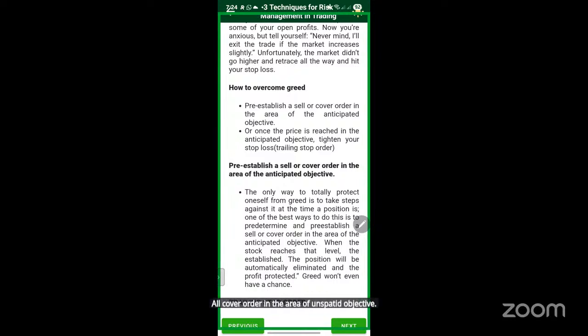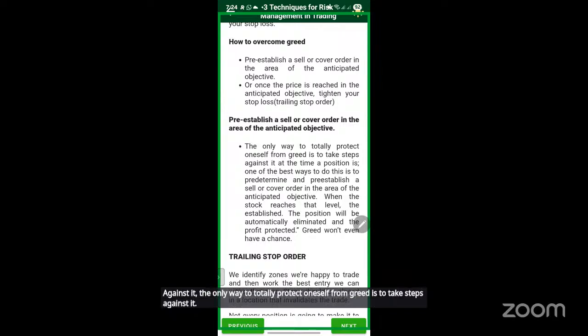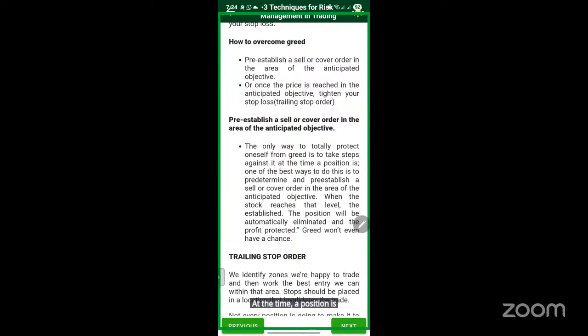The only way to totally protect oneself from greed is to take steps against it at the time a position is established. One of the best ways to do this is to predetermine and pre-establish a sell or cover order in the area of anticipated objective. When the stock reaches that level, the position will be automatically eliminated and the profit protected.